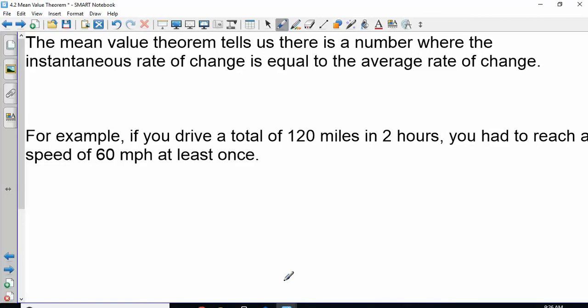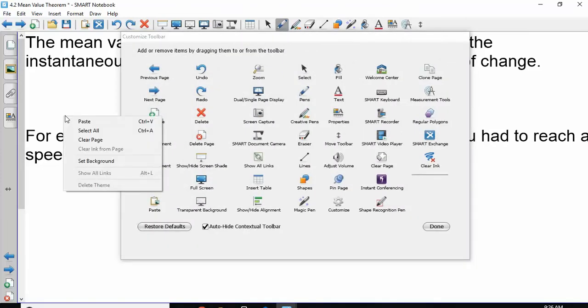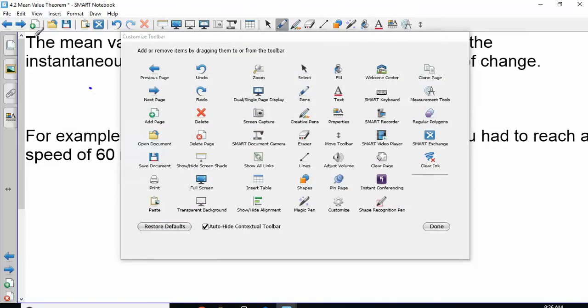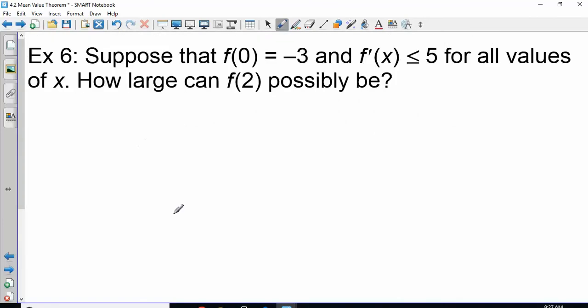Let's go ahead and finish this. We don't have much left. Okay. Suppose f of 0 equals -3, and the derivative is always less than or equal to 5 for all values of x. How large can f of 2 possibly be?